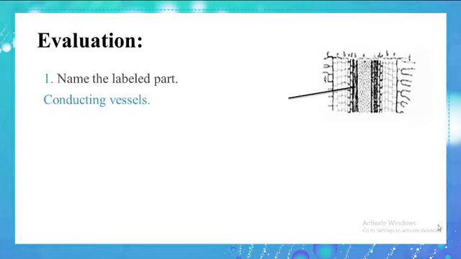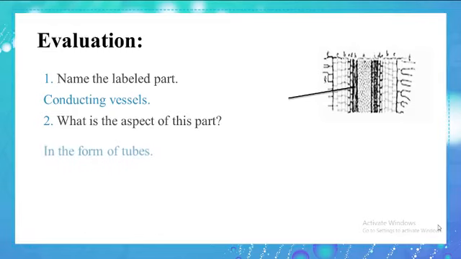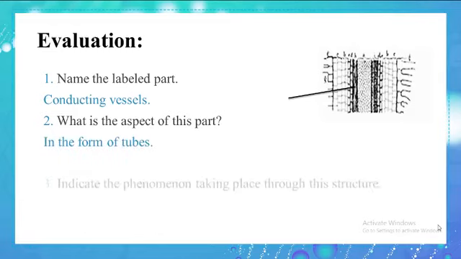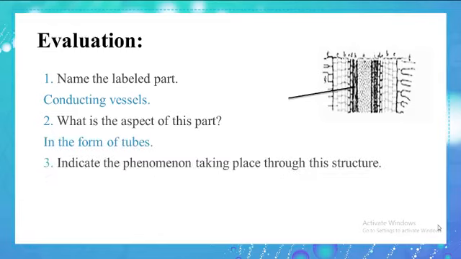Evaluation. Number 1. Name the labeled part of the figure. What does this part represent? Conducting vessels. What is the aspect of this part? How do we see it? Observe it. What is the shape of the conducting vessels? In the form of tubes. Indicate the phenomenon taking place through this structure. What process happens through the structure?